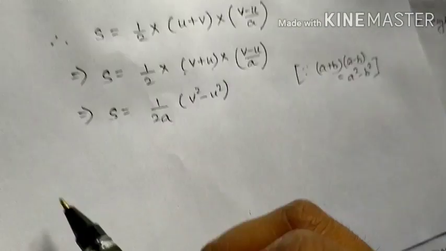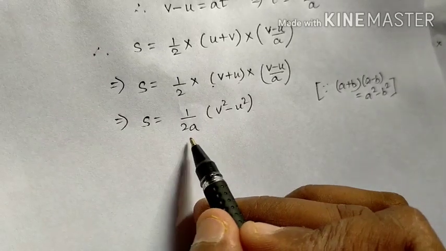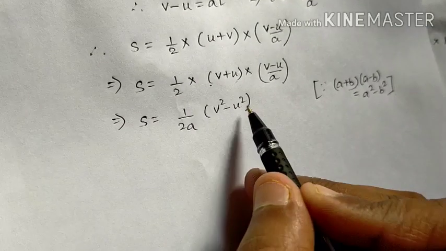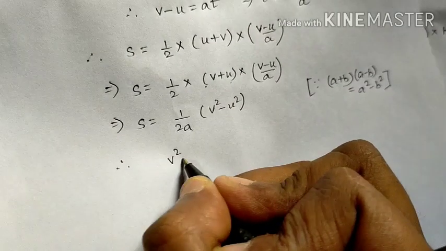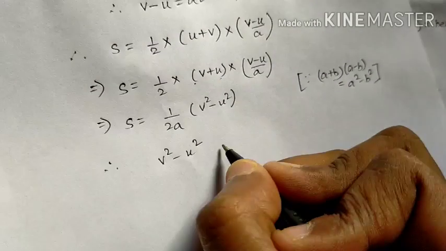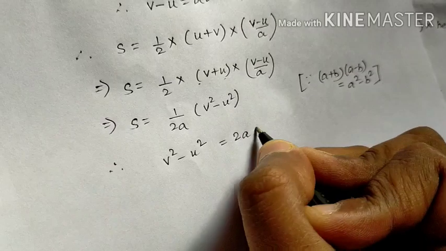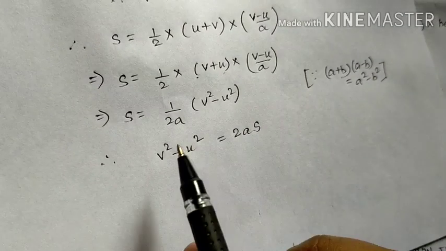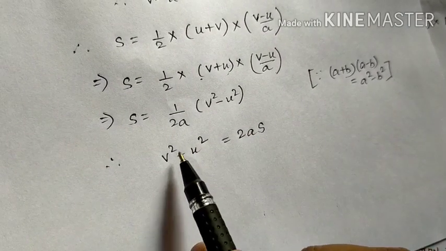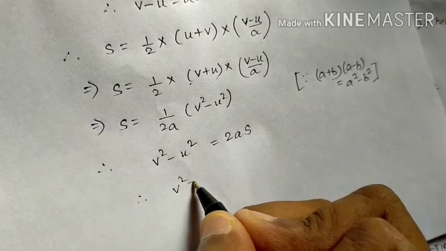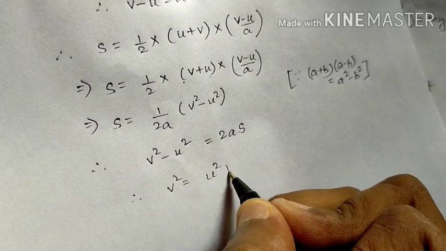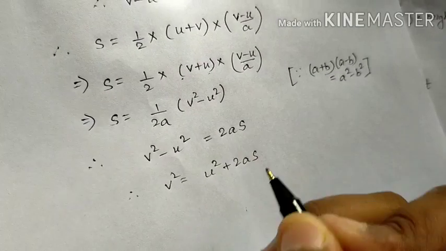In place of a it is v and in place of b it is u. So s is equal to 1 by 2a v square minus u square. Taking 2a to the other side of the equation, we get v square minus u square equal to 2as. Now if u square is taken to the other side, this negative sign will change to a plus sign. So v square equal to u square plus 2as.